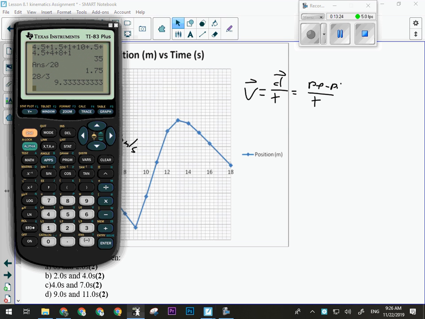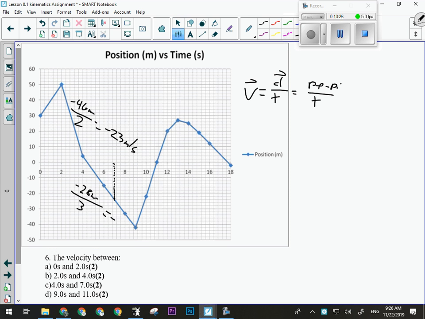Negative 9.3 meters per second. And then between 9 and 11 seconds, same thing here with 9 seconds, it's kind of right in the middle of 2 grid lines, but it's right there. So we're looking at negative 42 going back up to 0, so we got positive 42 meters there, divided by 2 seconds, we're looking at positive 21 meters per second for our velocity on that one.